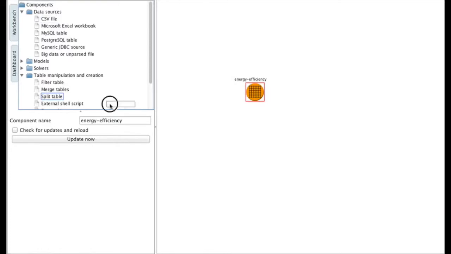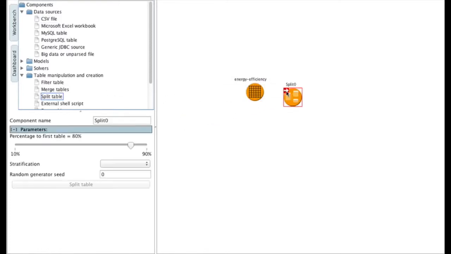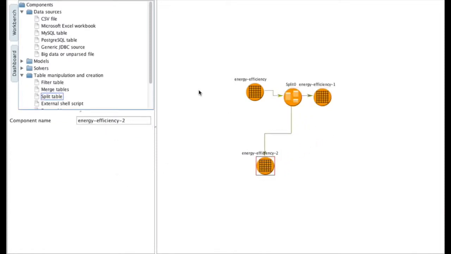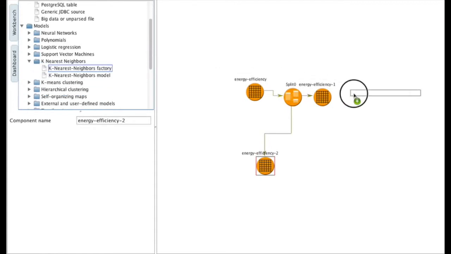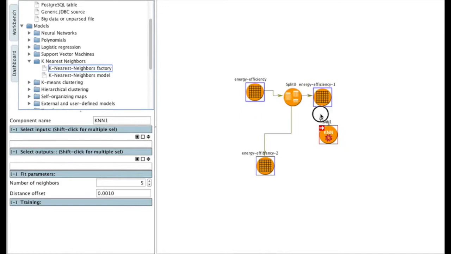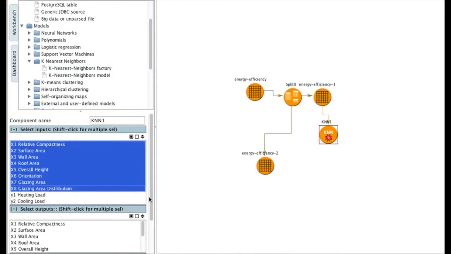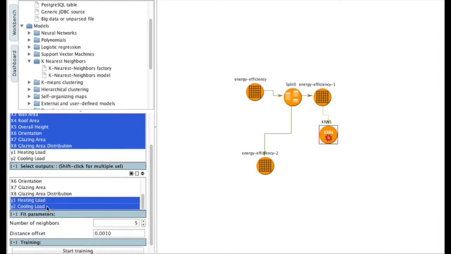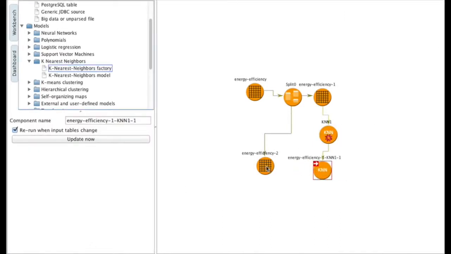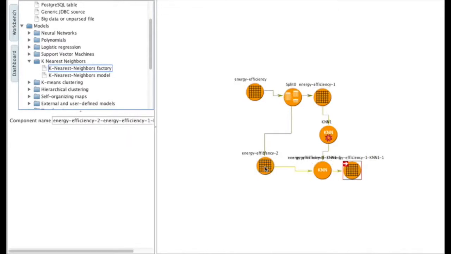As described in the book, let's randomly split the samples into two sets, one large for training and one smaller to validate the method. Now let's take the k-nearest neighbors model factory and connect it to the training set. Let's select the inputs and output attributes among the table columns and generate the model. K-nearest neighbors is a lazy learning model, so learning takes little time.